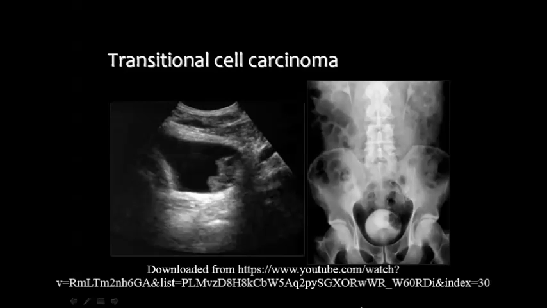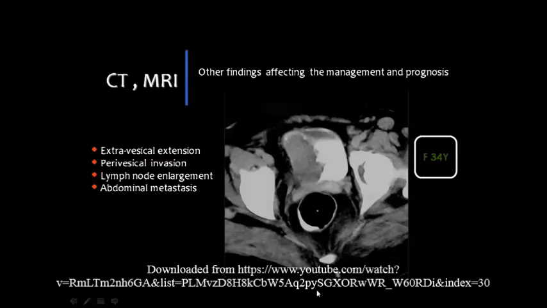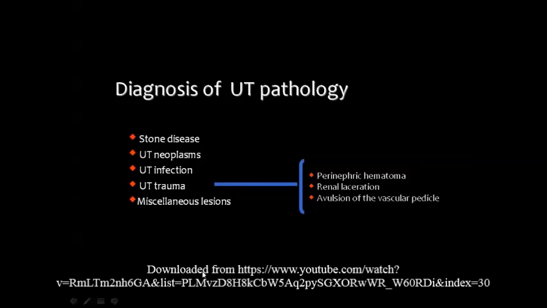Then you can confirm the diagnosis by using ultrasound, and here you can see the soft tissue mass which is adherent to the wall of the urinary bladder, representing transitional cell carcinoma of the renal bladder. And here another example of carcinoma of the renal bladder affecting the right side of the wall of the renal bladder. And whenever we diagnose this, we have to mention something about extravesical extension and the invasion of the perivesical fat, of course the enlargement of the lymph nodes and the metastatic deposits.